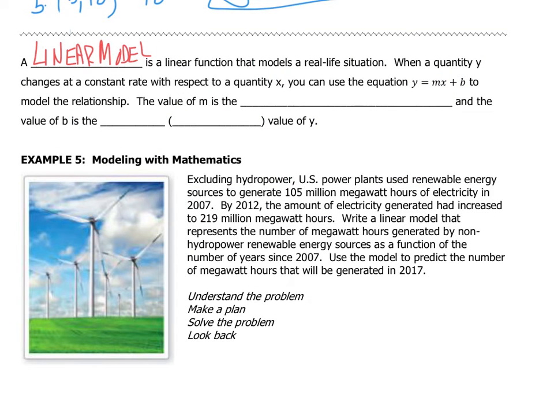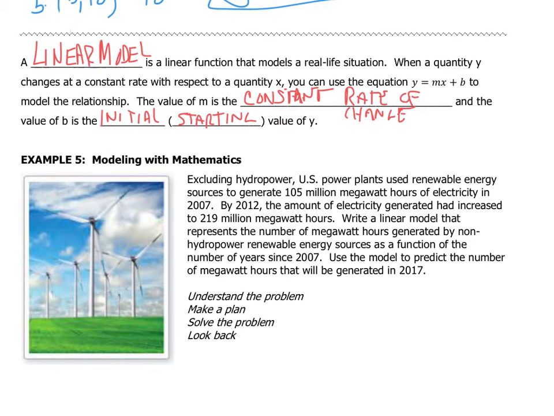A linear model is basically a linear function that models a real-life situation. When the quantity y changes at a constant rate with respect to the quantity x, basically that's saying slope, we can use the equation y equals mx plus b to model the relationship. The value of m is the constant rate of change. And the value of b is the initial or starting value. Basically, when x is 0, you'd be getting the value of y as your initial or starting value.